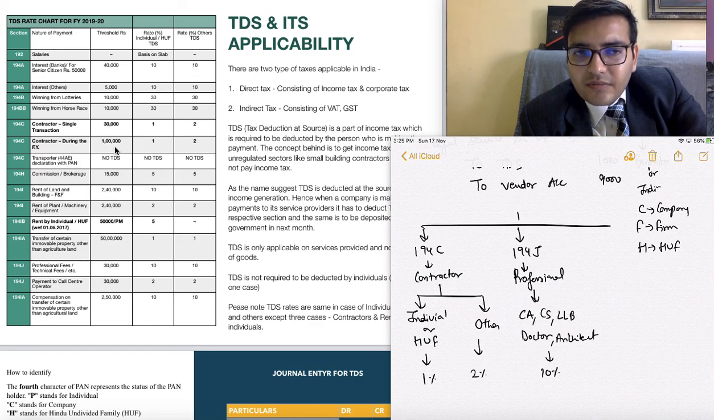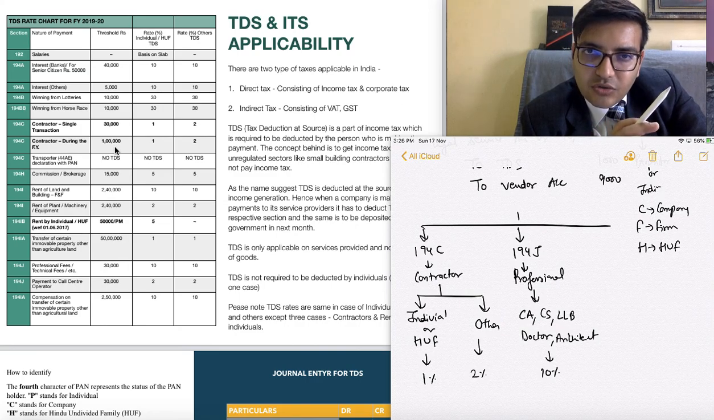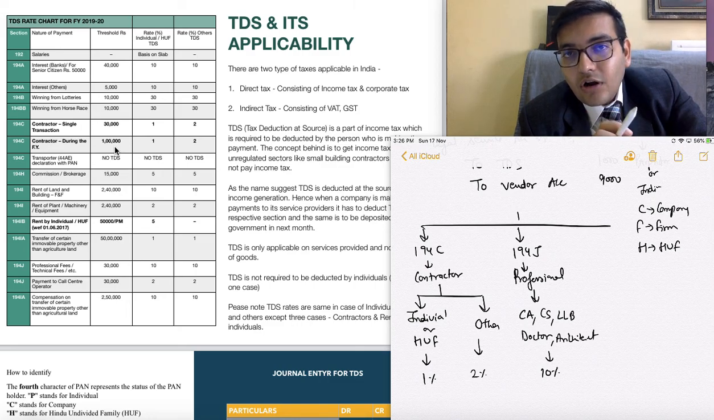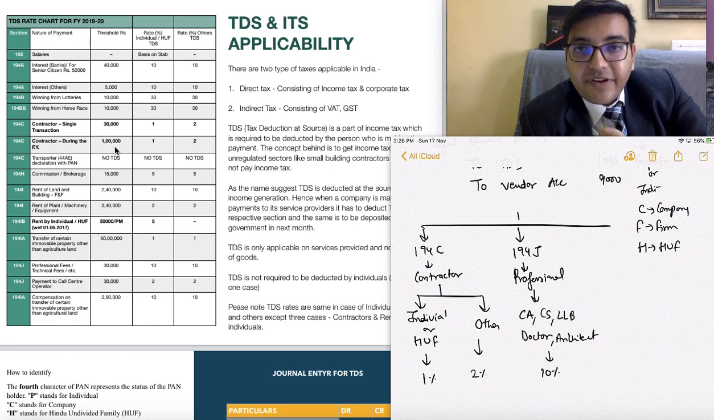Now while deducting TDS you have to see whether the contractor has worked with you previously also. If yes, in the previous year, in the same financial year. If yes, then you have to see the total value of that payment is exceeding 30,000 or not. If not, then you are not liable to deduct TDS on this 25,000 rupees, right?